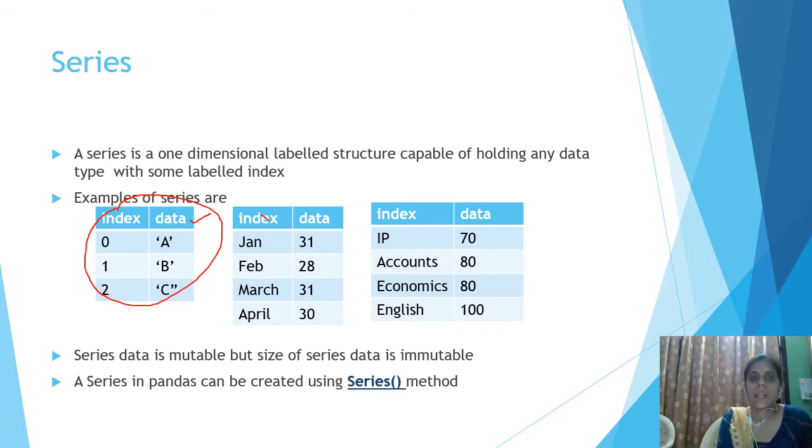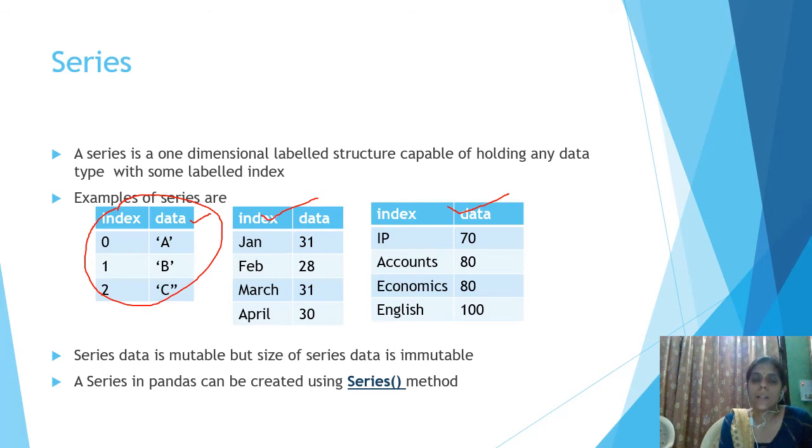And similarly there are two more tables. In the first table, the first is index and the second is data. Index contains the names of months and data contains the number of days. And in the third, index is the name of the subject and data is the maximum marks of the subject. So you can say a series is a one-dimensional labeled structure capable of holding any data type with some labeled index. Here you can see the data is A, B, C and its labeling is 0, 1, 2.